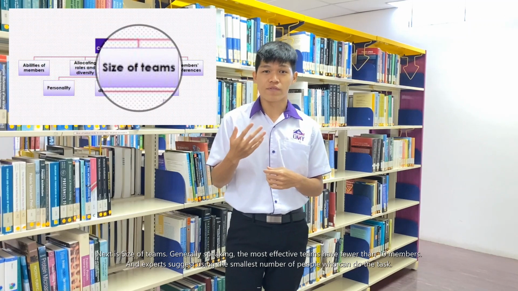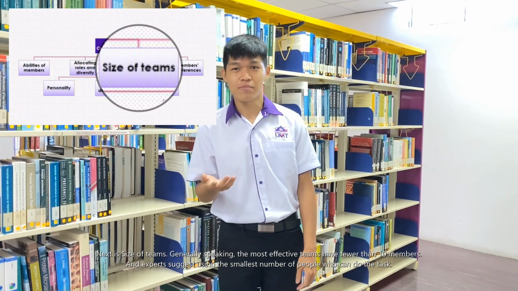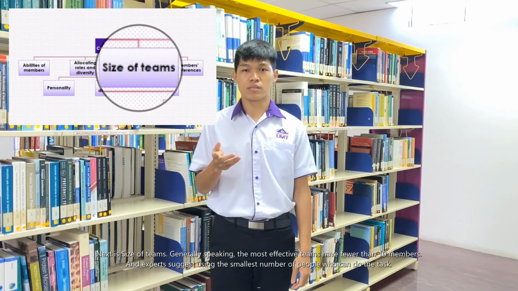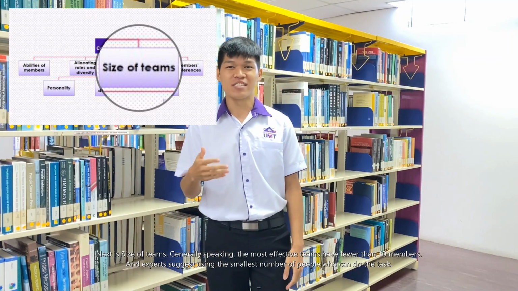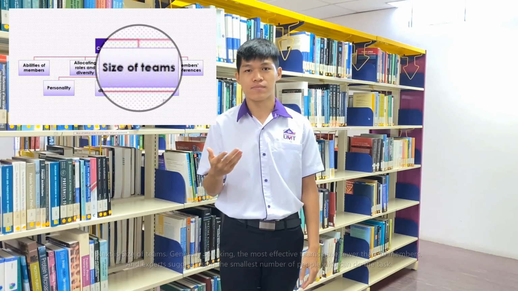Next is size of teams. Generally speaking, the most effective teams have fewer than 10 members, and experts suggest using the smallest number of people who can do the task.